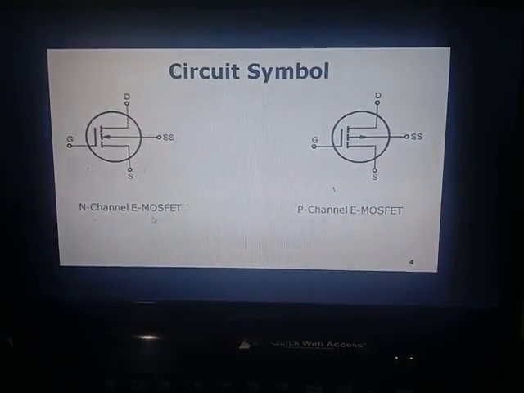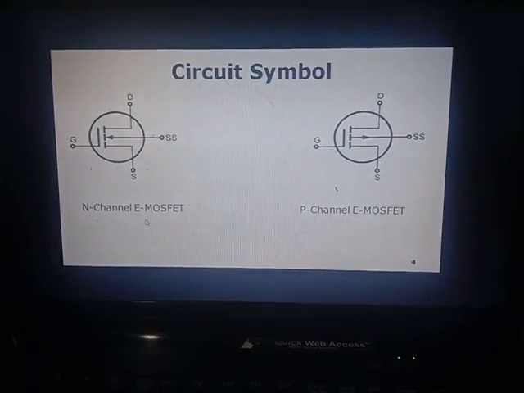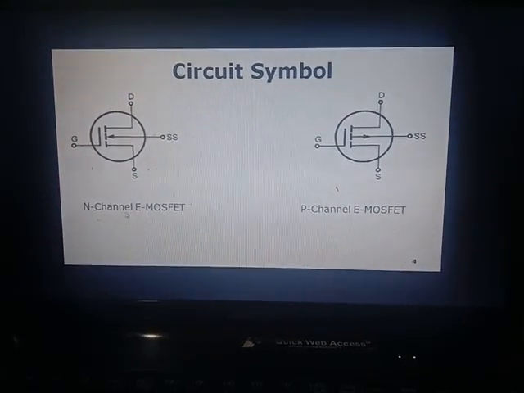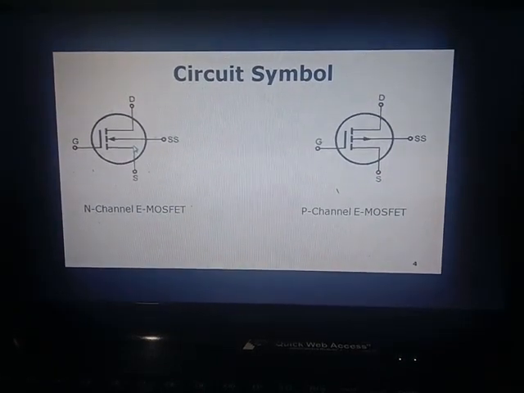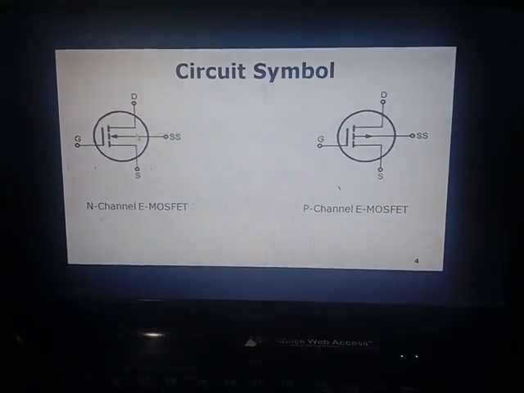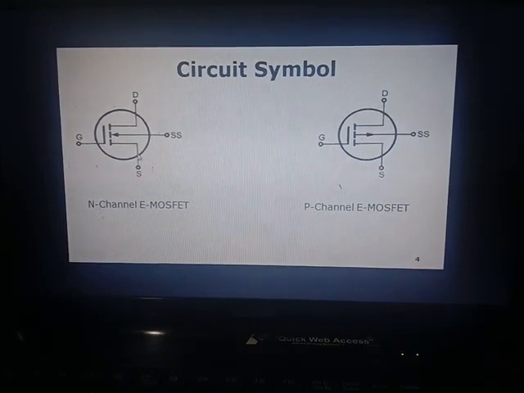Enhancement type MOSFET, or E-MOSFET, has two types: one is N channel, the next one is P channel. The arrow mark represents the flow of electrons inside the MOSFET.